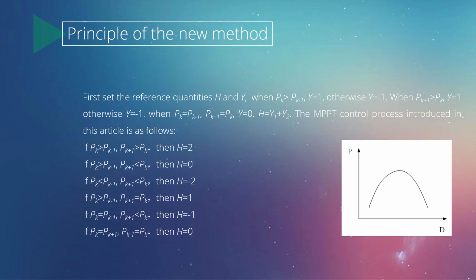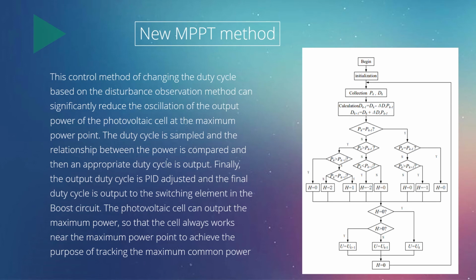If pk is equal to pk minus 1, and pk plus 1 is smaller than pk, then h is equal to minus 1. If pk is equal to pk plus 1, and pk minus 1 is equal to pk, then h is equal to 0. Now, I will introduce the new MPPT method.